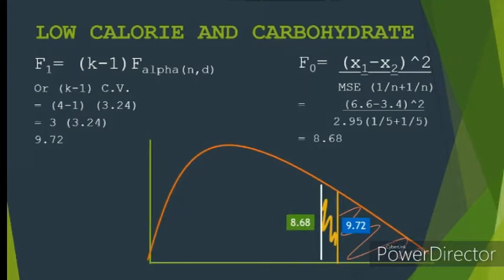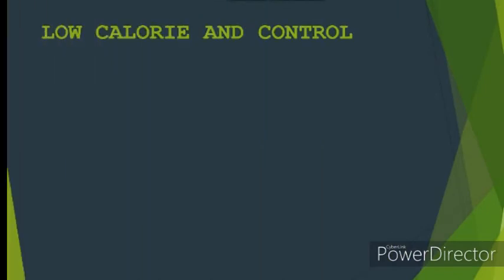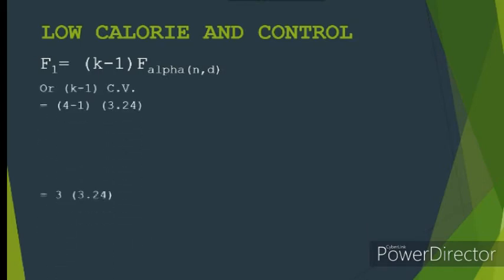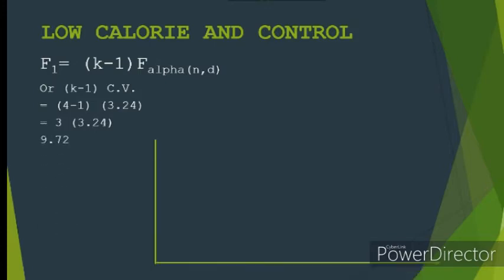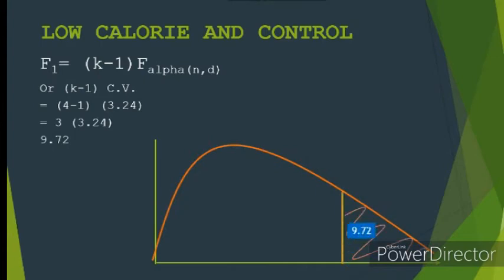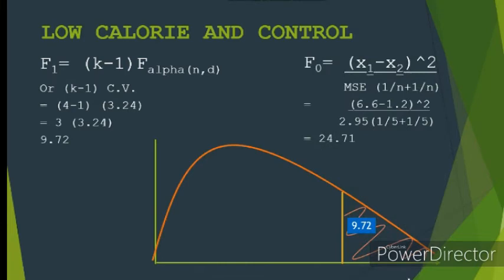For our pair number 3, we have low calorie and control group. Our F critical is equal to 9.72, and our F value using the Scheffé test is equal to 24.71. Since 24.71 falls on the critical region, therefore low calorie and control group are significant.